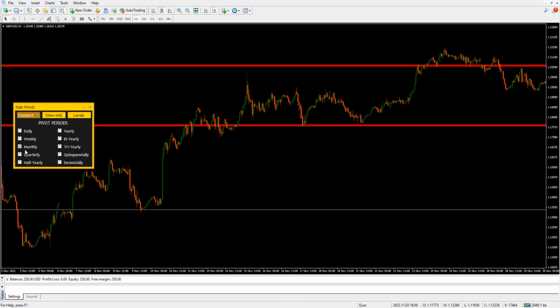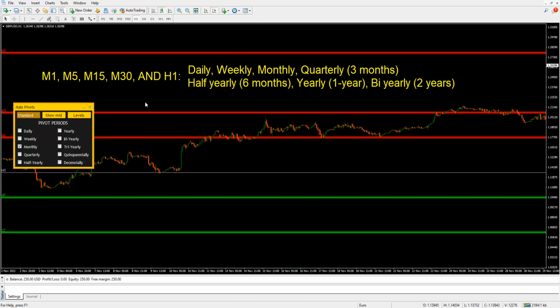I tested a lot each pivot period with all the time frames to see which pivot period is going to perform the best. And now I'm going to show you my results. So for M1 time frame, 1 minute time frame, 5 minutes, 15 minutes, 30-minute time frame, and H1 time frame, the best pivot periods are the daily, weekly, monthly, quarterly, the 3 months.